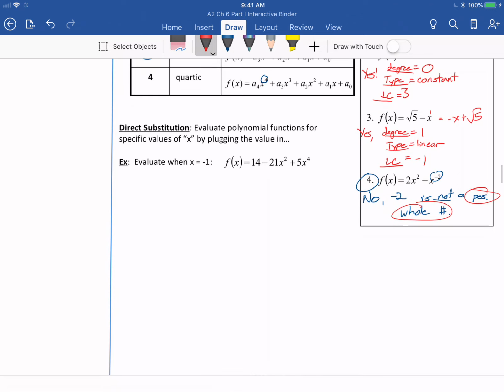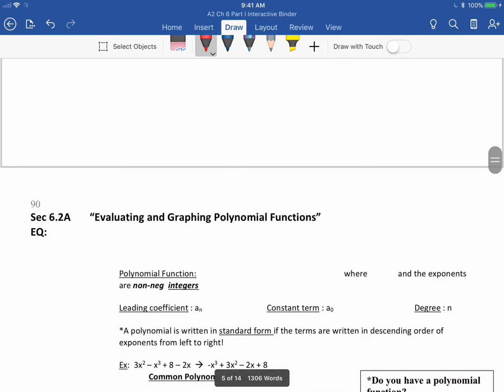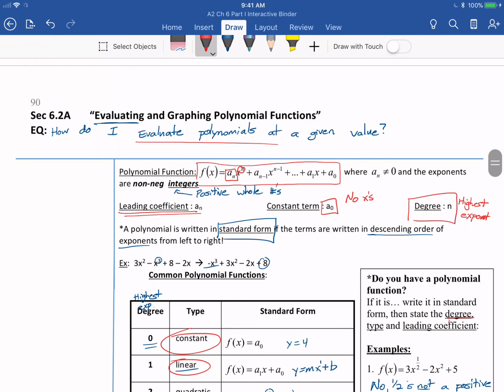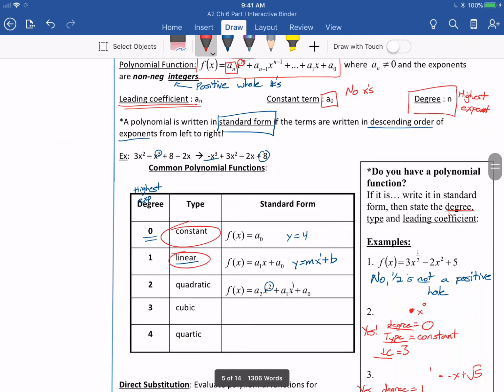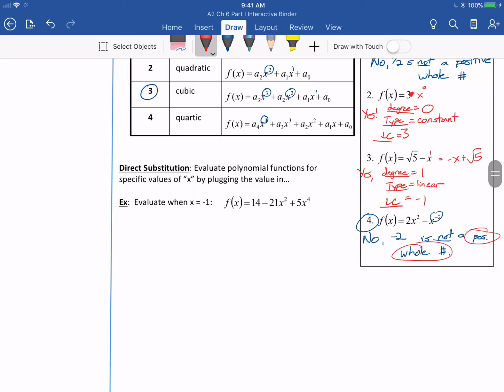All right, so here we go. We're going back to my essential question, and it says, how do I evaluate polynomials at a given value? The first type we're going to look at is direct substitution. When it says evaluate when x equals negative 1 this polynomial, we're literally going to plug negative 1 in for all of my x's, and then just simplify and go from there.